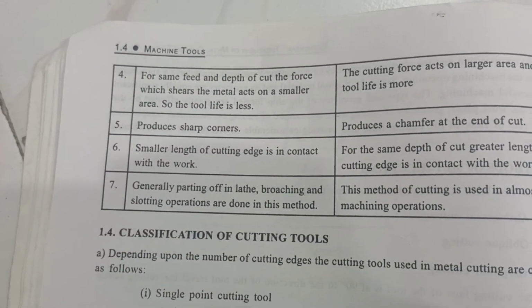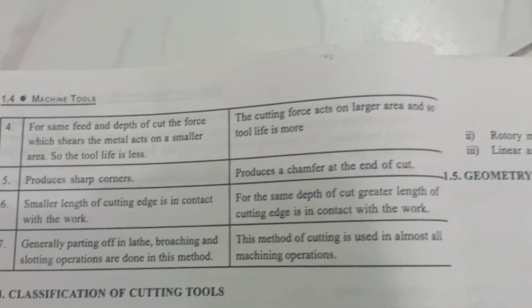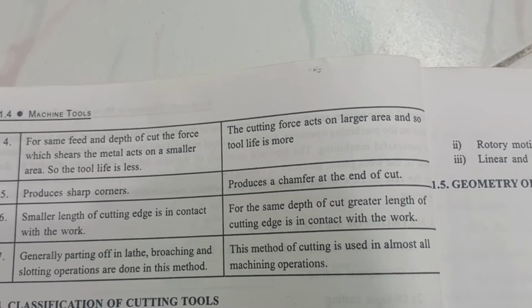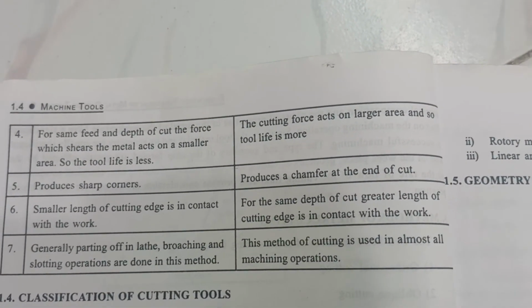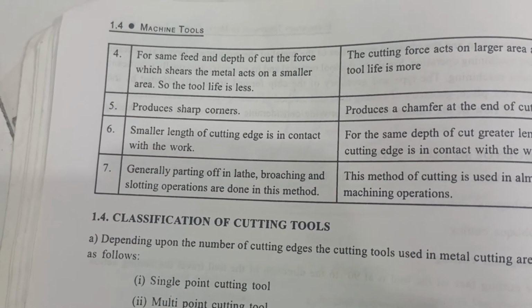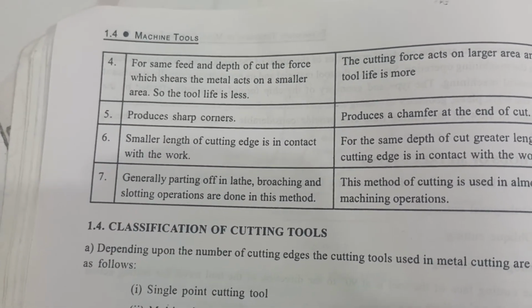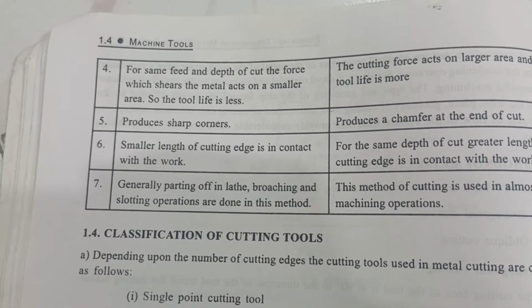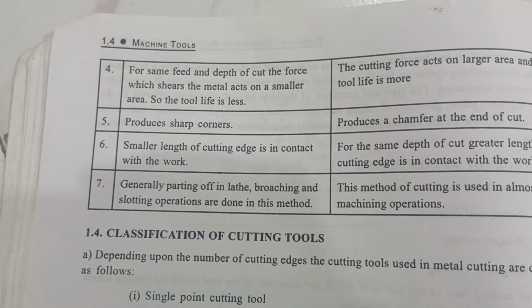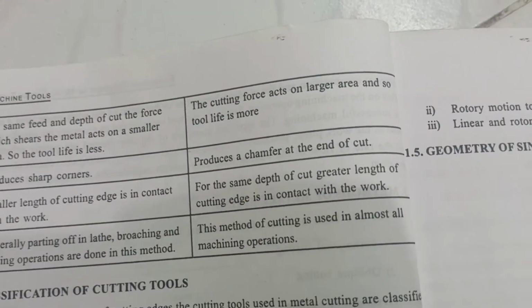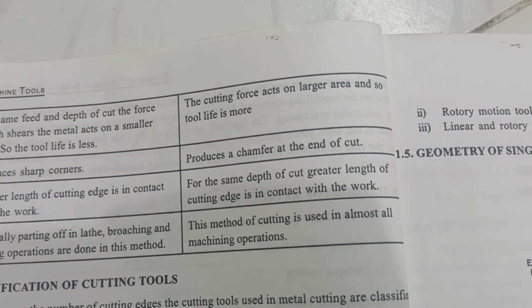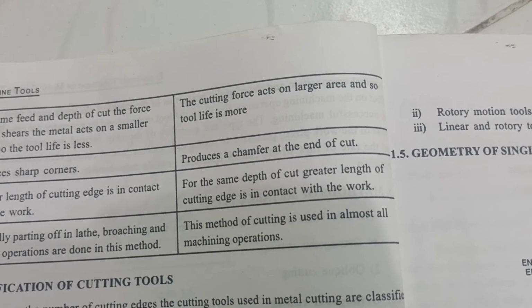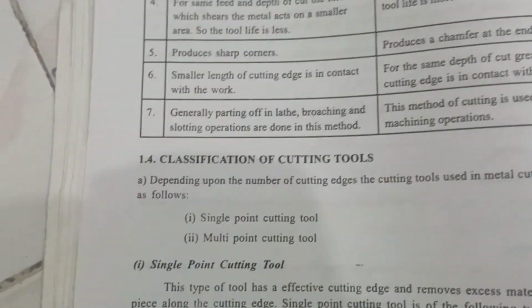Fifth difference: orthogonal cutting produces sharp corners. Here, oblique cutting produces a chamfer at the end of the cut. Sixth difference: in orthogonal cutting, a small length of the cutting edge is in contact with the work. In oblique operation, for the same depth of cut, a greater length of the cutting edge is in contact with the workpiece.